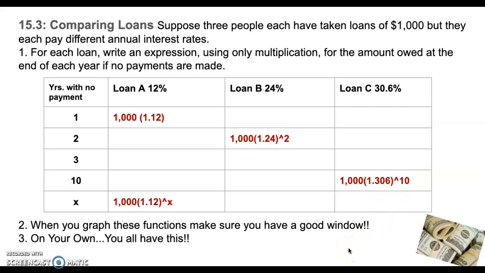Question 2 asks you to graph these functions, and I'm telling you here, when you graph them, make sure you have a good window. What are good numbers for your x? What are good numbers for your y? Is this exponential growth? Is it growing, or is it decaying?